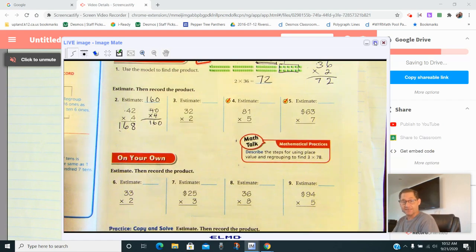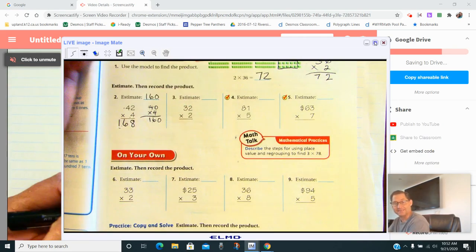I don't understand why my screen's not getting larger for you guys today. I'll look at that again in a second.